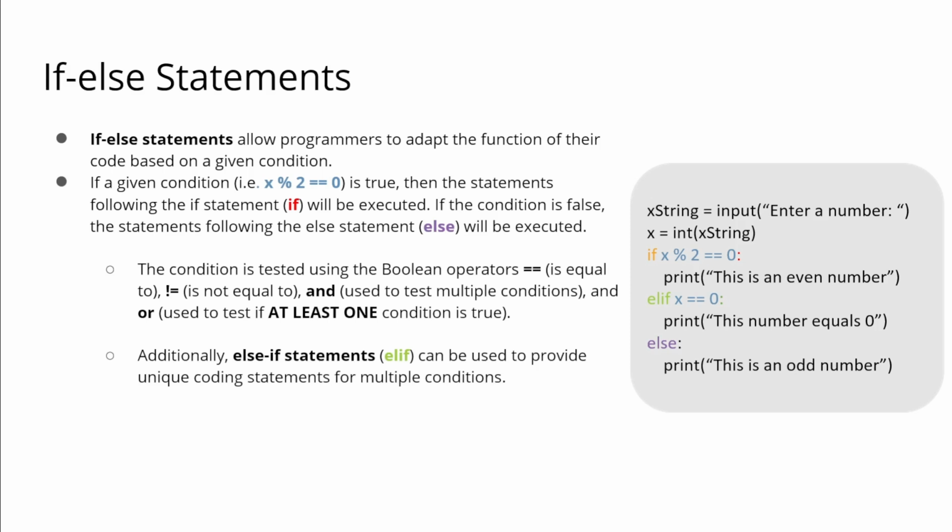Additionally, the else if statement, elif, can be used to provide unique coding statements for multiple conditions. So with the use of if and elif we can form an if-elif ladder that you can see at the right side of the page. It will start by checking whether the condition is true for the if statement or not, then it will check if it is true for elif or not, and it will keep going downward till one of the conditions gets true and is executed.